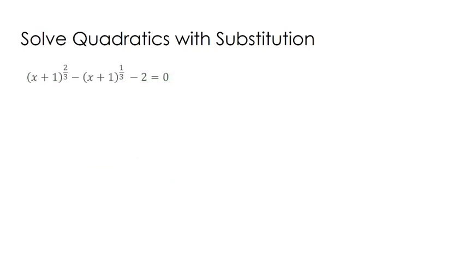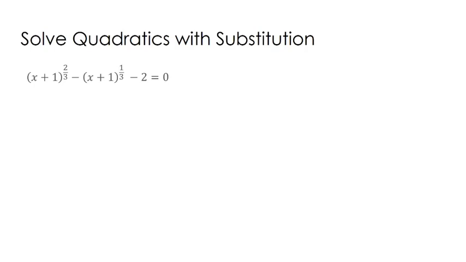So I would consider this equation to be more complicated than the last. But once again, if we recognize the relationship between this term and this term, we see that the exponent here is twice as large as the exponent here. And then the base matches for both of them. They both have a base of x plus 1. Therefore, what I can do is I can once again rewrite as a quadratic using substitution.